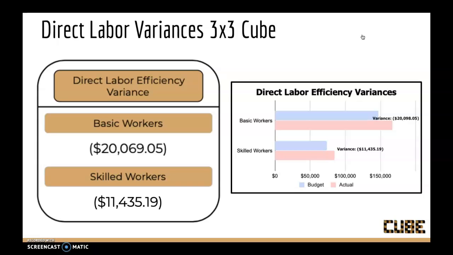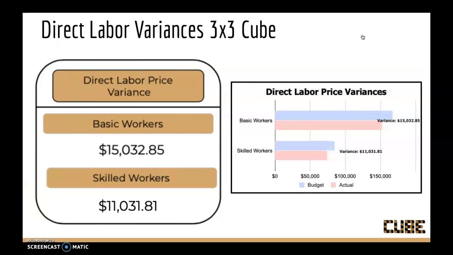For the 3x3 cube, our direct labor efficiency variance for basic workers was an unfavorable variance of $20,069.05, and for skilled workers an unfavorable variance of $11,435.19. This creates an unfavorable variance of $31,533.24.